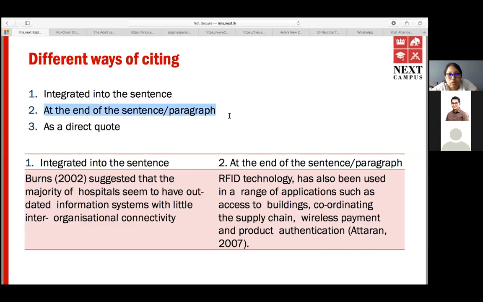Sometimes you don't put the author's name into what you're writing. You write the idea of that author, and you write his name at the end of that sentence or that paragraph. RFID technology has been used in a range of applications such as access, and so on. So this is all said by this person. Put it at the end of the sentence.